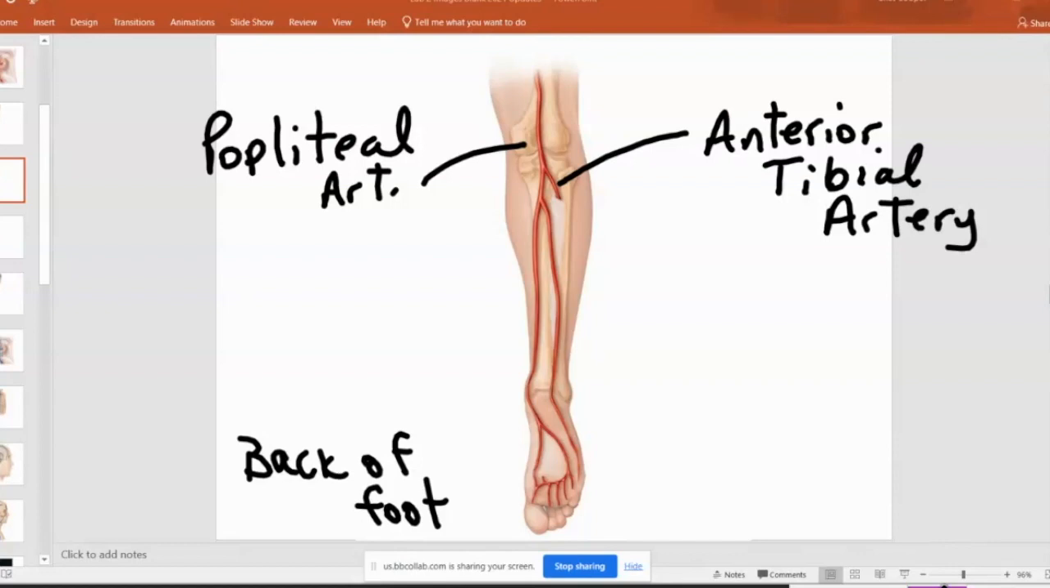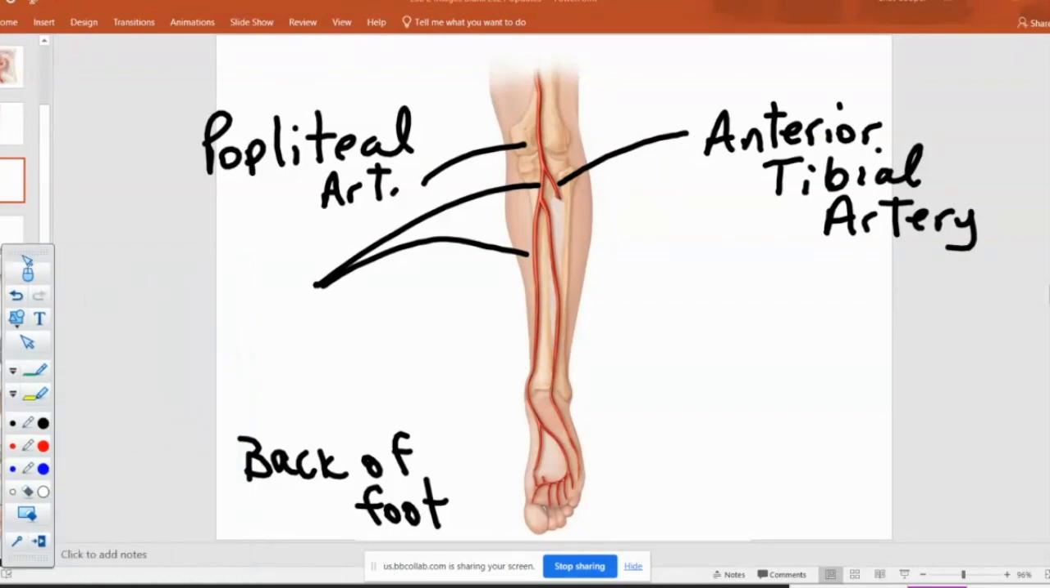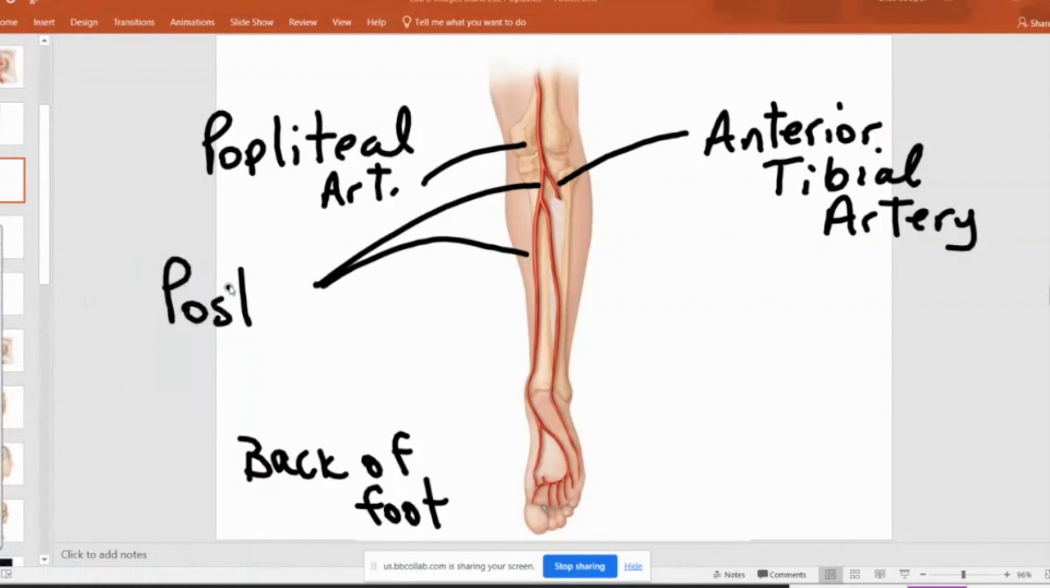You know what happens as soon as a blood vessel branches, we rename the main part too. So the main little nub and the continuation keep the same name. So all the way down now, it's on the back of the bone. So what's a good name that means the back of that bone? Very good. Posterior. Posterior tibial artery.